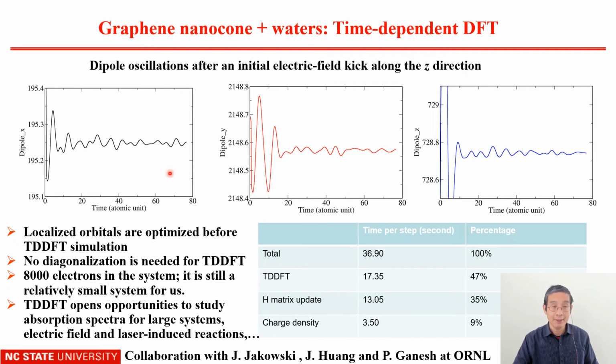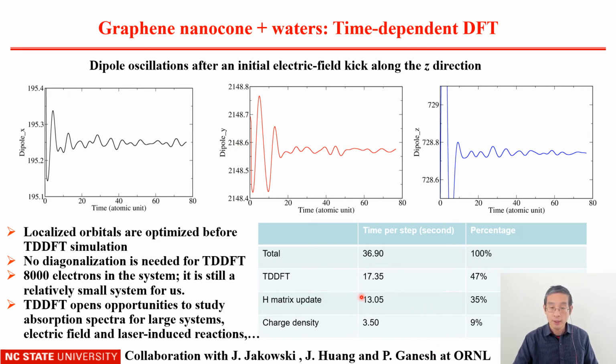Here is an example. We show the graphene nanocone plus waters. This has 8,000 electrons, and we use 12,000 orbitals. Here are just the preliminary results for the dipole oscillations after an initial electric field kick along the z direction. From these oscillations, we can get the absorption spectrum.